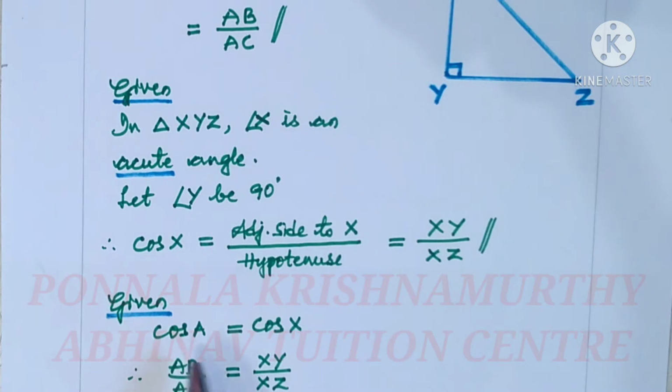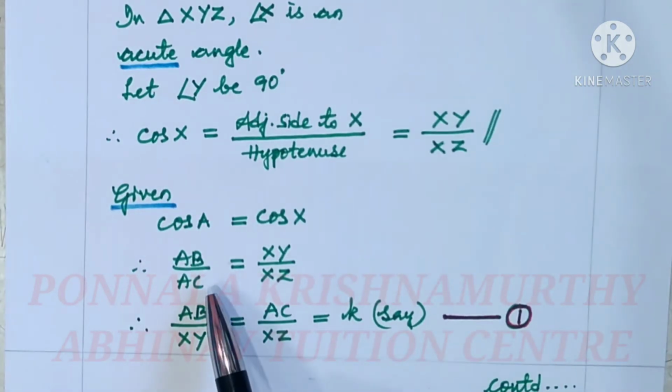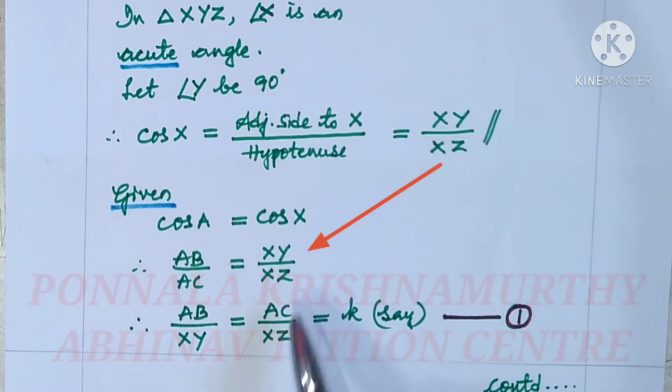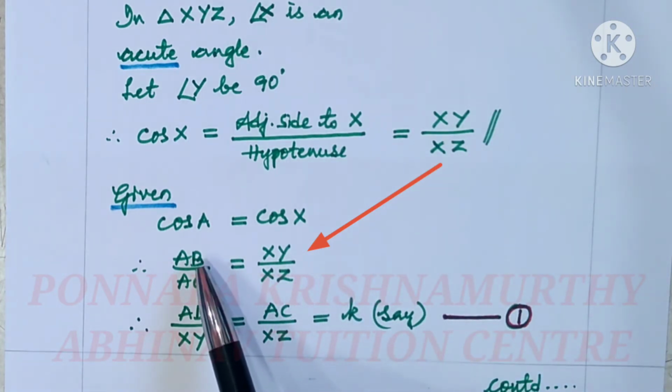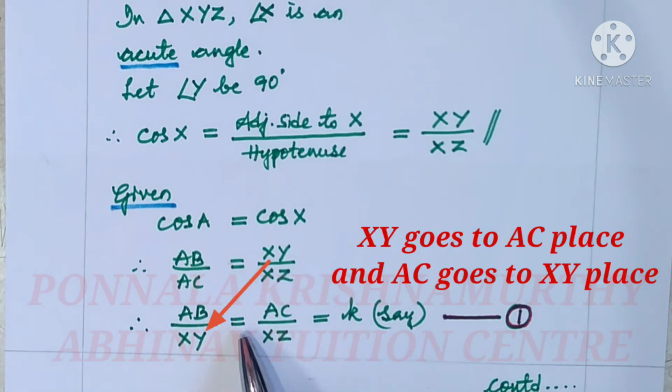Given cos A equal to cos X in the question itself, then cos A is AB by AC, cos X is XY by XZ. Now we can write AB by this XY is equal to AC by XZ. Let this be equal to K. We have to assume like this. This is equation 1.